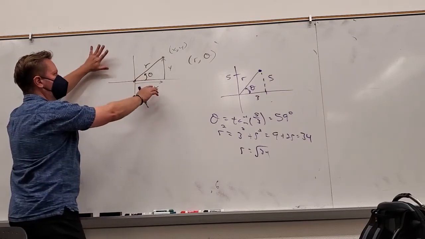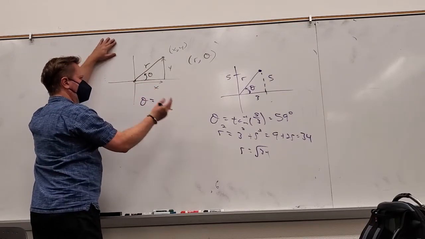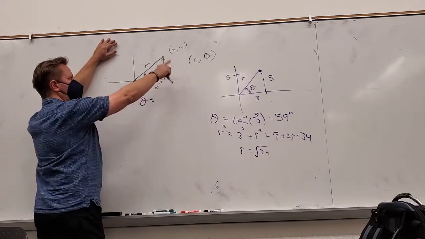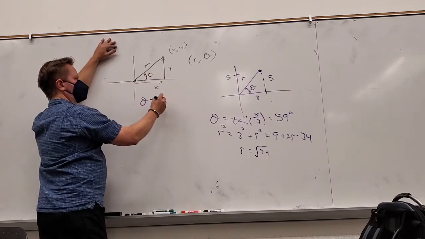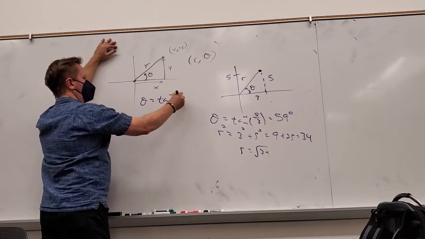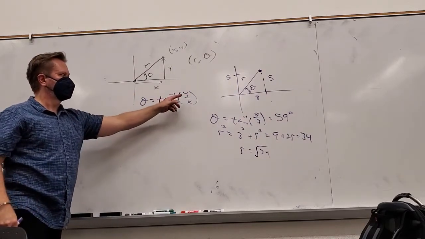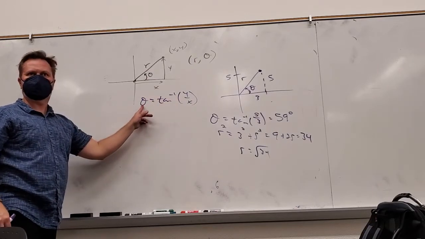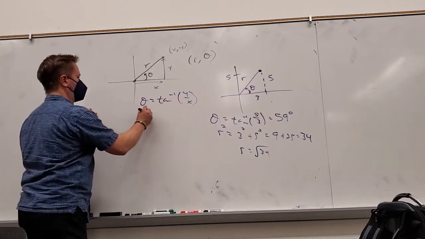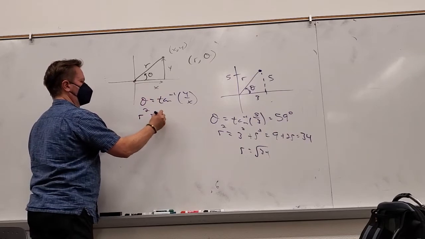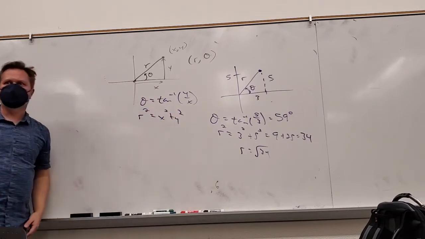So in general then, what's theta? It's exactly what we just did. What is theta in terms of x and y? Tan inverse of y over x. So this is a conversion between rectangular and polar, right? And what's r squared? x squared plus y squared.